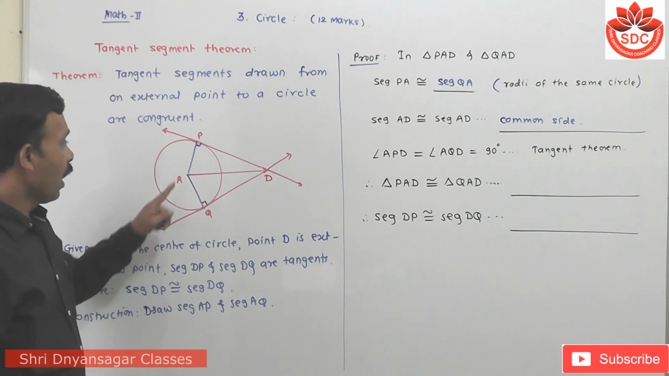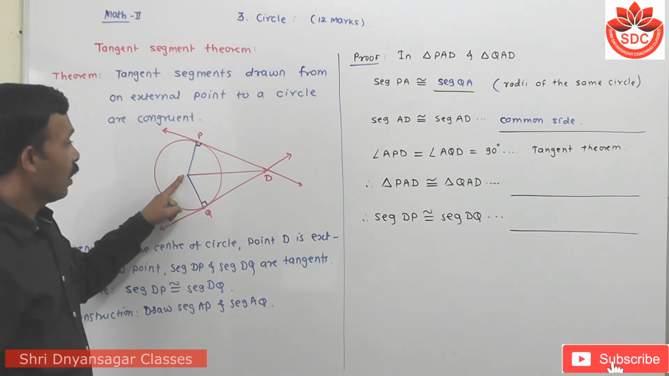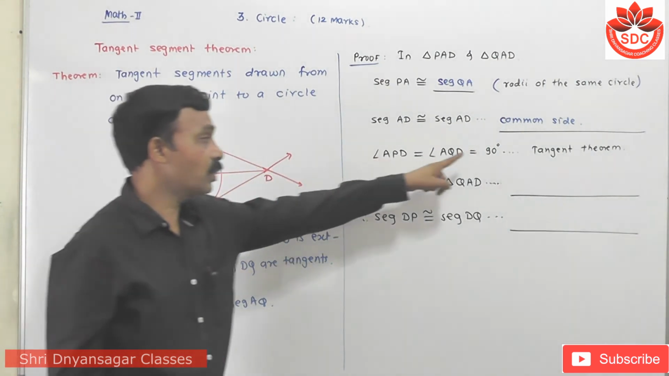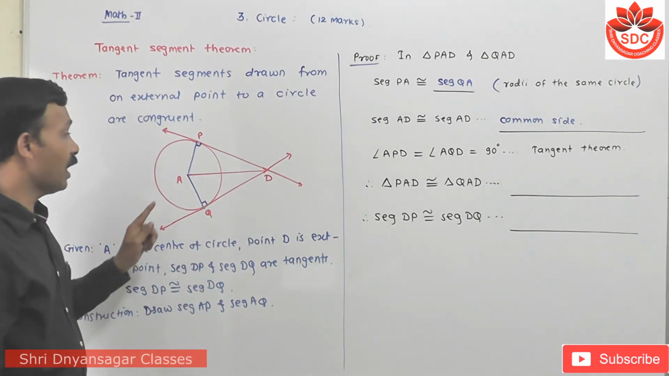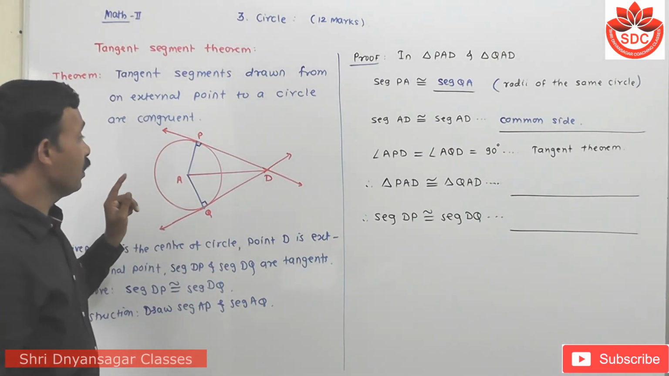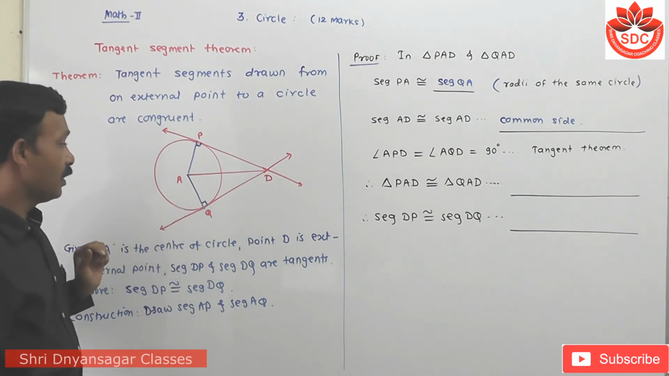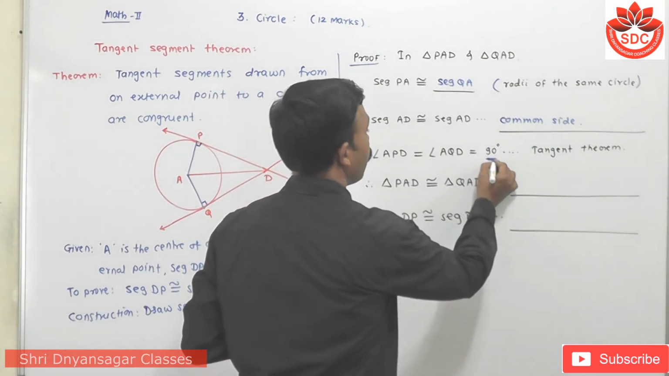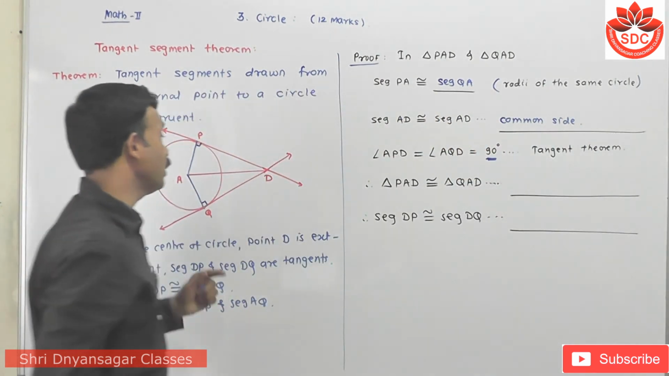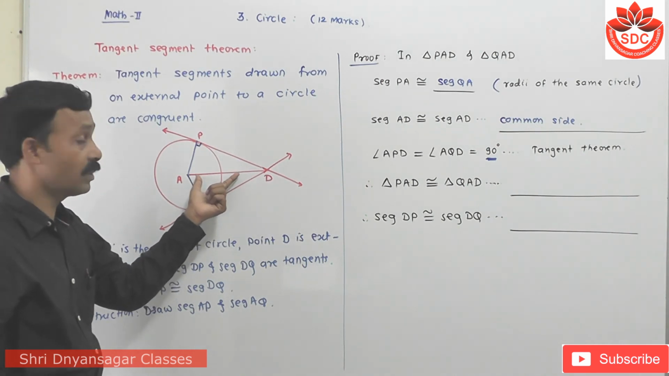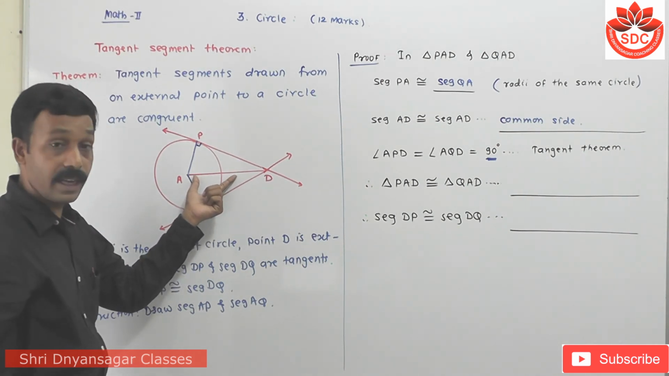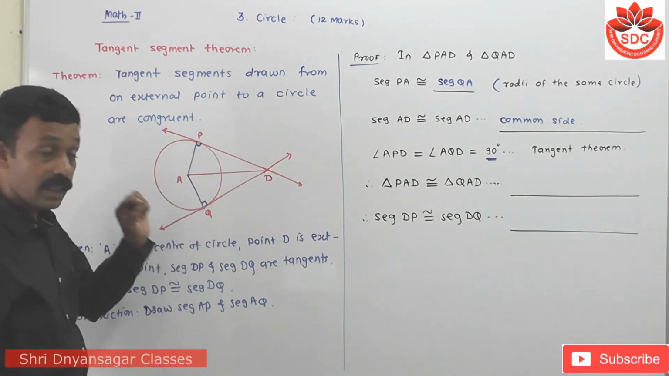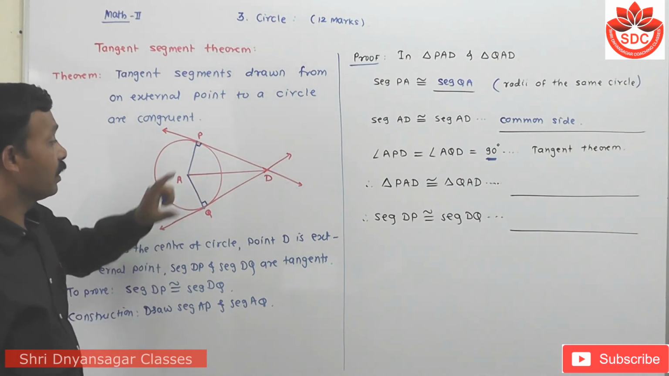Then angle APD is equal to angle AQD is equal to 90 degrees. This is the tangent theorem: tangent is perpendicular to the radius. By using this it is 90 degrees. Now students, this is a right angle, and the common side is the hypotenuse of the right angle triangle. So by using the hypotenuse side test, we have to show these two triangles are congruent.